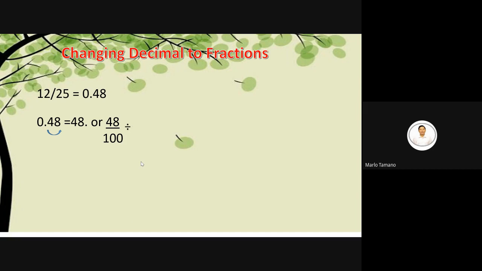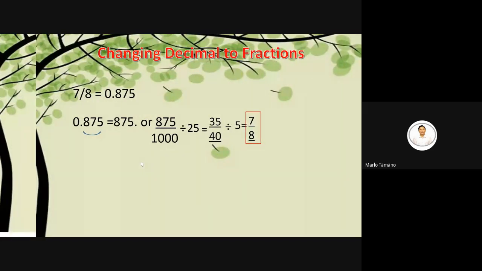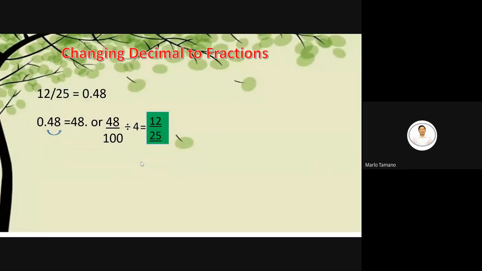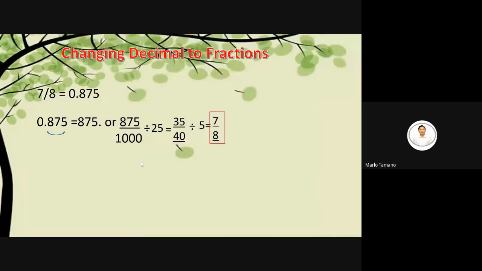Ilo-lowest term na lang po. What is the GCF of 48 and 100? Of course, divided by 4. So 48 divided by 4 is 12, and 100 divided by 4 is 25. Yun na po yung lowest term niya, 12 over 25. Can you follow? Question, wala na po? Wala na? Okay. So, moving on.